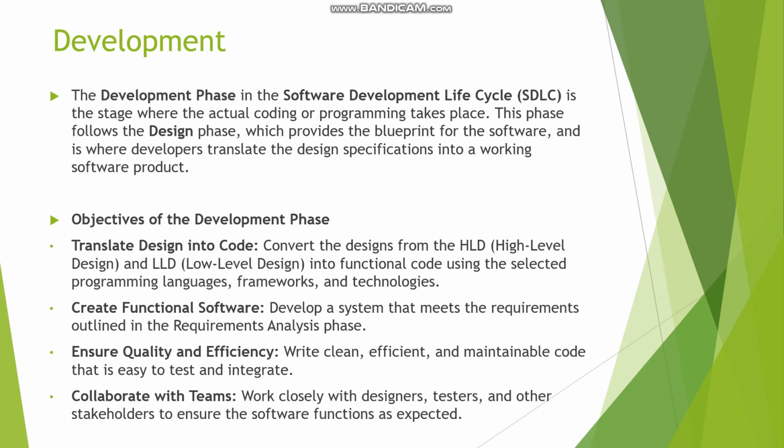Objectives of the development phase. Translate design into code: convert the design from the HLD, high level design, to low level design, into functional code using the selected programming languages, frameworks, and technologies. Create functional software: develop a system that meets the requirements outlined in the requirements analysis phase. Ensure quality and efficiency: write clean, efficient, and maintainable code that is easy to test and integrate. Collaborate with teams: work closely with designers, testers, and other stakeholders to ensure the software functions as expected.